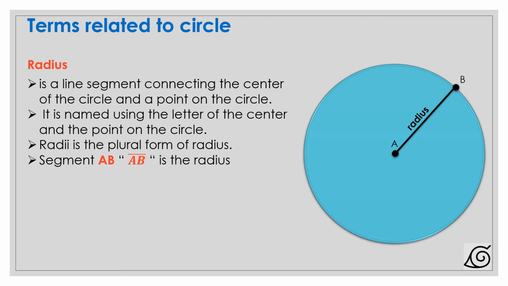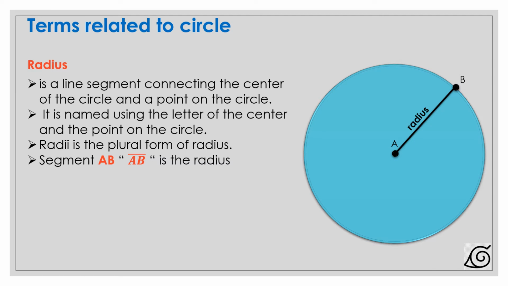Tulad po na nakita niyo po dito. Ayan. At ito po, so, this is a radius. So, on other principle, radius is named using the letter of the center and the point on the circle. So, we have 2 points here, ayan po, the point A and point B.